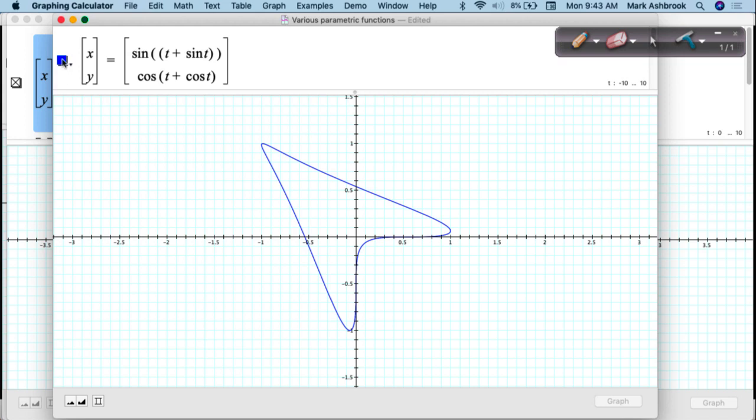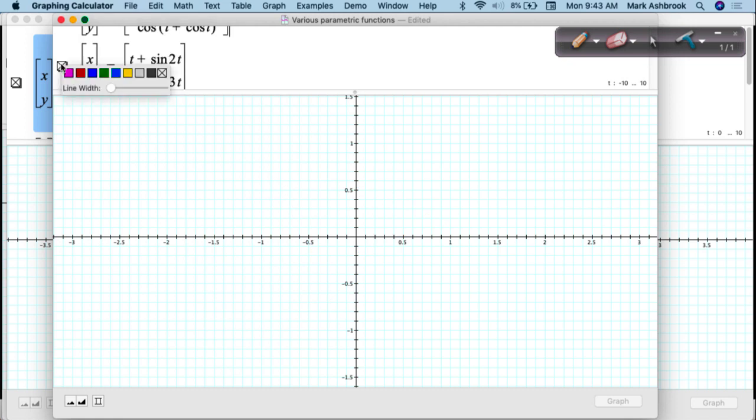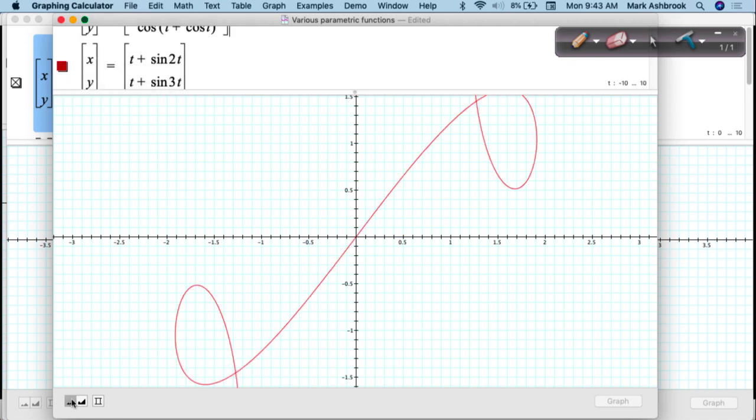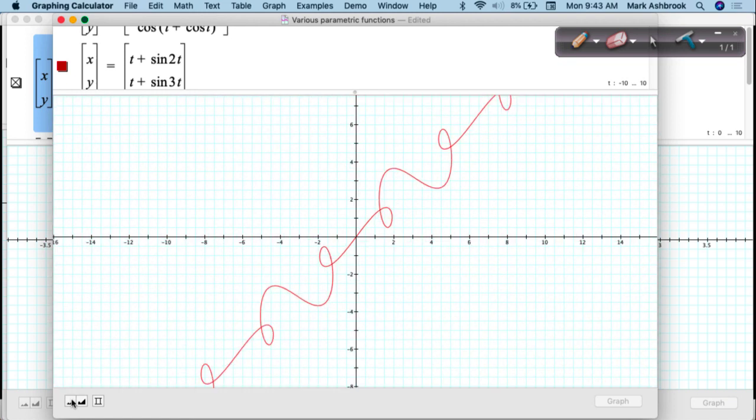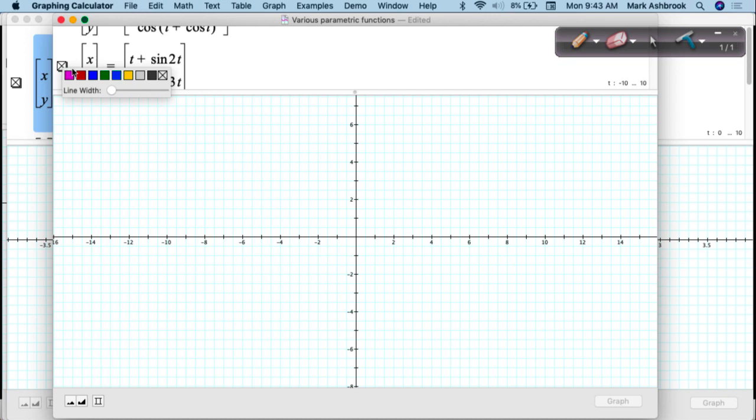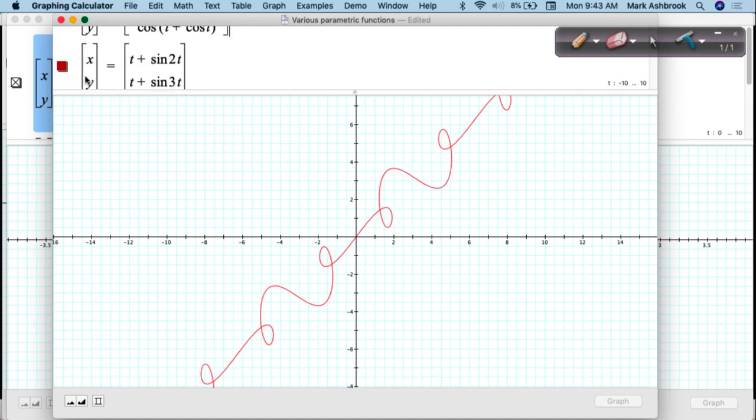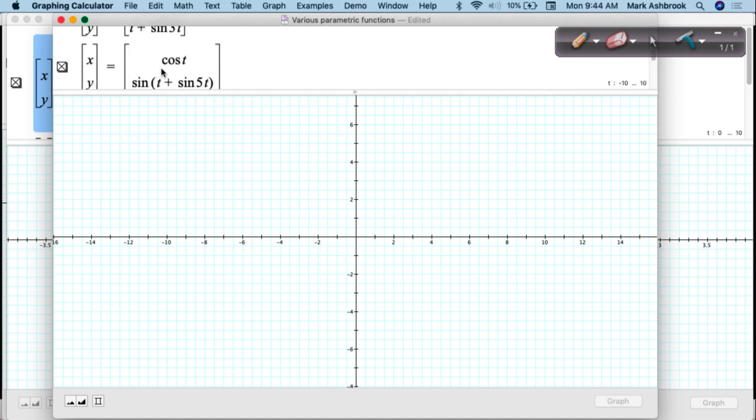So another one here. Some fun ones in here. Okay, that's a relatively non-complex parametric function. That's a pretty crazy graph, right? But this is t plus sine 2t is x. Y is t plus sine 3t. So in terms of modeling curves in the real world, things that we wouldn't have thought of as functions before, parametric functions could do it. That's the idea.